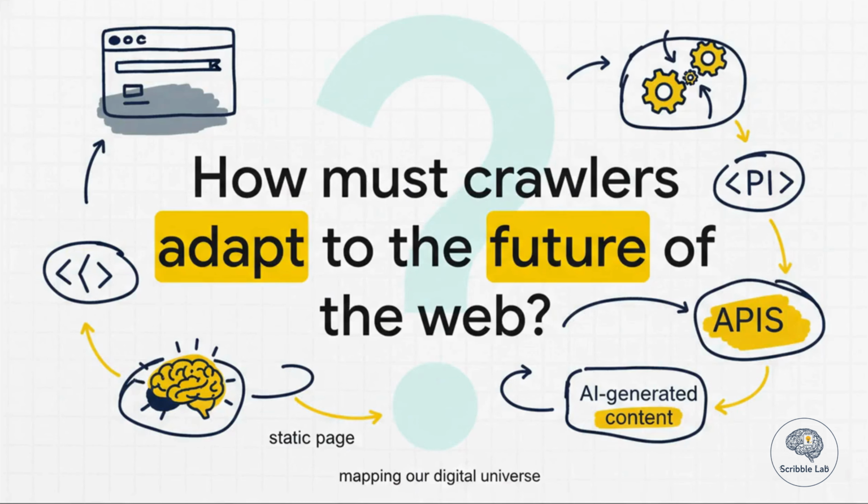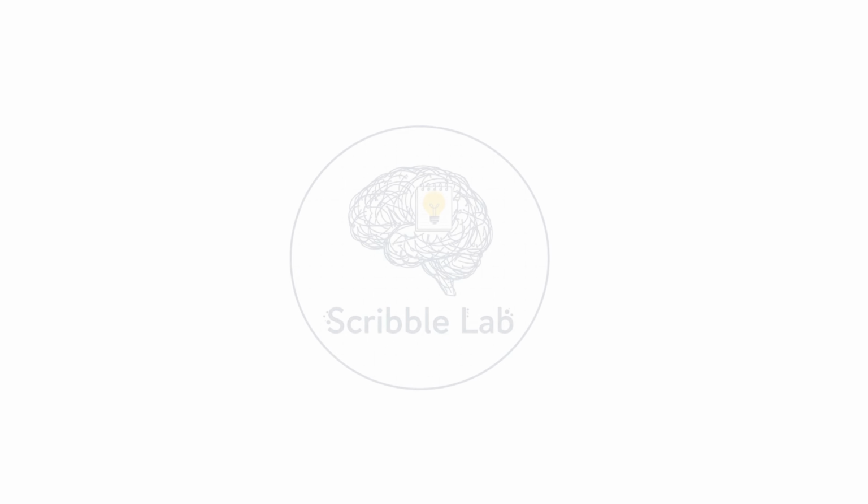We've just designed a crawler that's perfect for the web of today. But the web is always evolving. We're moving beyond static pages into a world of dynamic apps, APIs, and even AI-generated content. So how will the crawlers of tomorrow have to adapt their fundamental design to keep mapping our ever-changing digital universe?